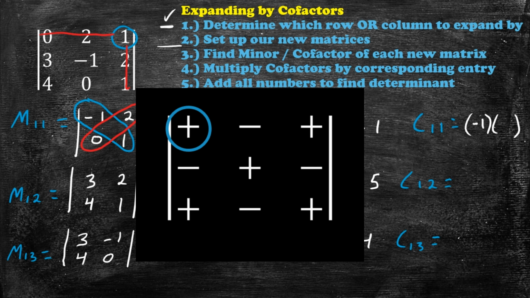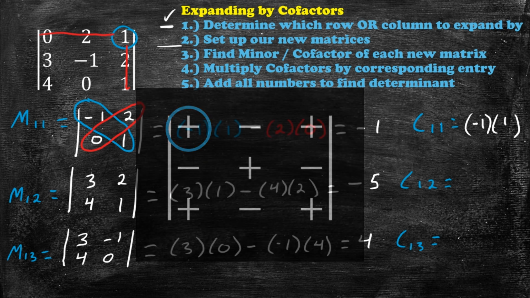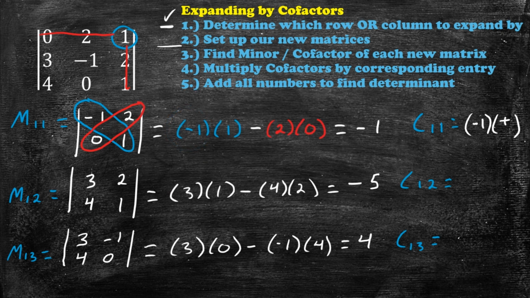So when you're looking at this, you can see that row 1, column 1, there is a positive sign there. So that means that in this parenthesis, we're going to write a positive sign. So our cofactor C11 is equal to a positive times a negative, which is still a negative. So our sign doesn't change for this one. So that right there is our first cofactor.